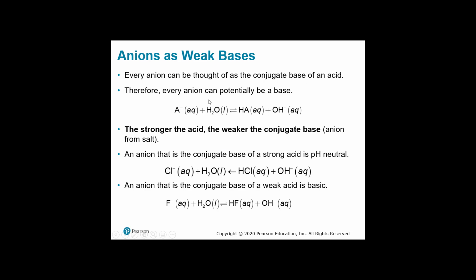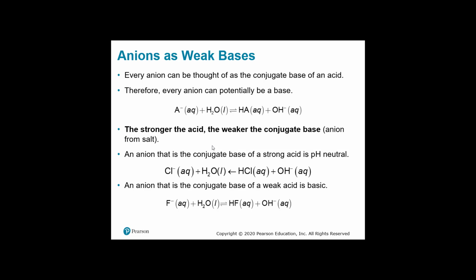Okay, so if we look at this reaction here, we have water, and if we follow where the proton goes, remember we need a lone pair on the base. So if we go this way, we see that the proton is transferred to the base, and then it ends up creating an anion from the acid because of the proton being left. So the stronger the acid, the weaker the conjugate base, which is the anion from the salt.